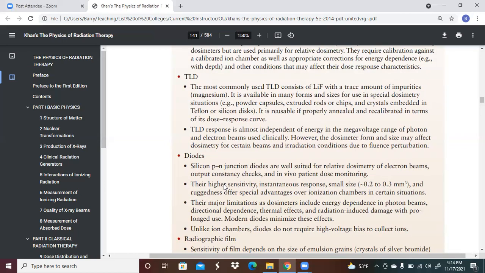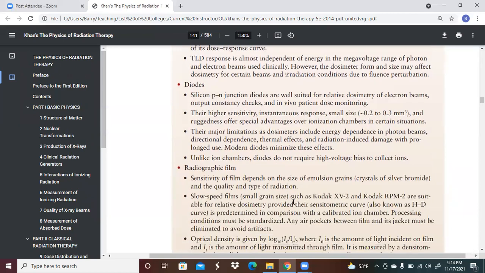Again, probably a little more technical than what you would want to see, but if we know what the dose is relative to a certain response with the TLD, and we have a chart of that, then given whatever information we find from the TLD, we can figure out what the dose is. Now, the response is almost independent of energy in the megavoltage range of photon and electron beams used clinically. However, the dosimeter form and size may affect dosimetry for certain beams and irradiation conditions due to fluence perturbation.